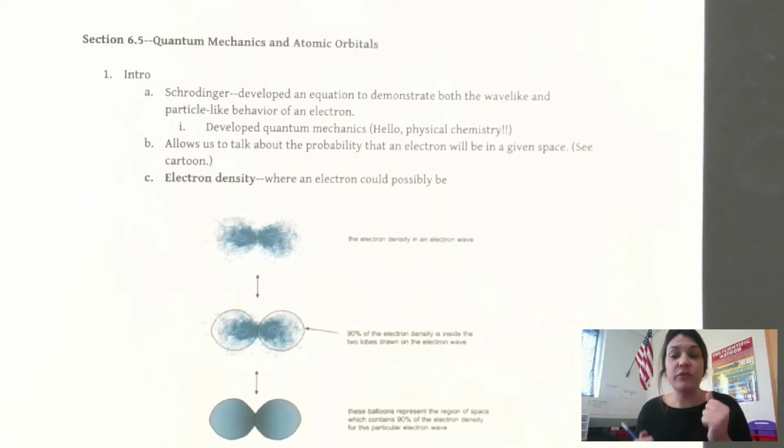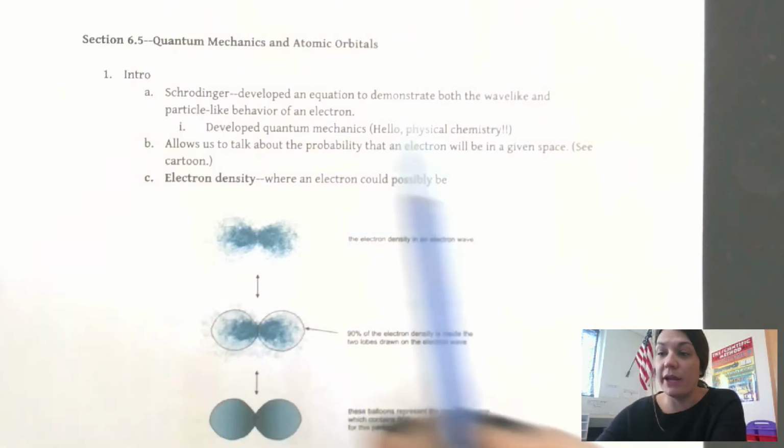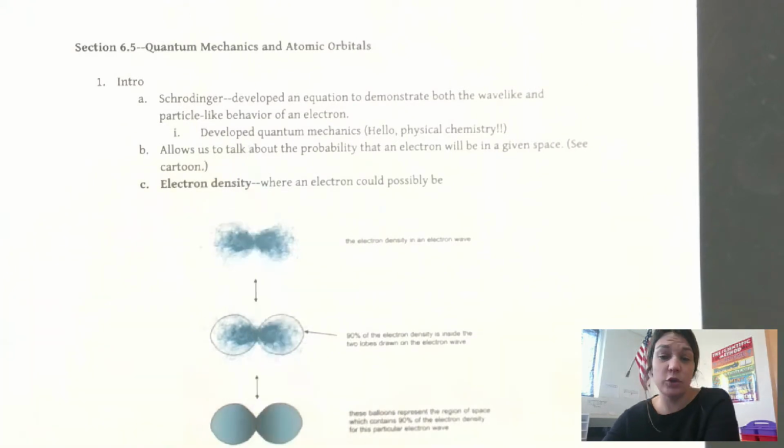So it's really hard to describe how an electron moves like something that doesn't take up space, like an electron does, okay? An electron is funny in that it can have matter-like properties and non-matter-like properties, and that is the wavelength and the particle behavior. So he developed this thing called quantum mechanics, which is physical chemistry, which you won't do until your senior year of college if you decide to go on with chemistry, because there's tons and tons of calculus involved. It's one of my favorites, highly recommend it.